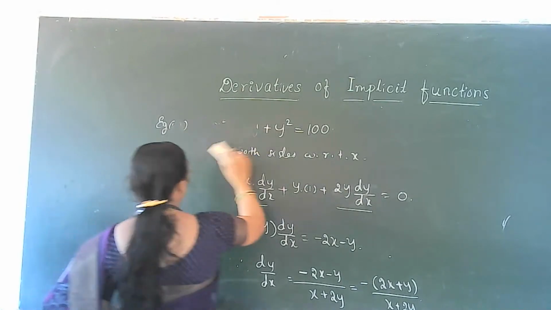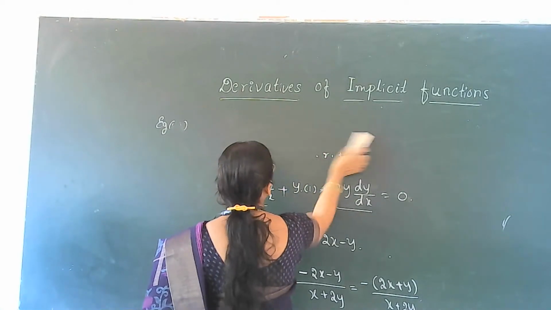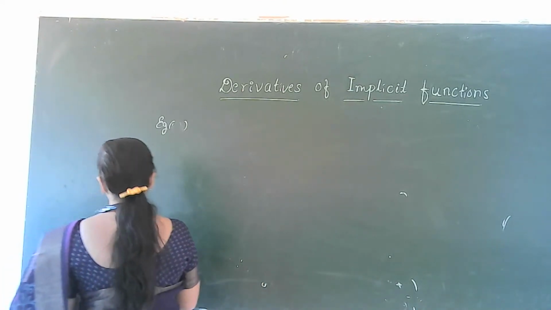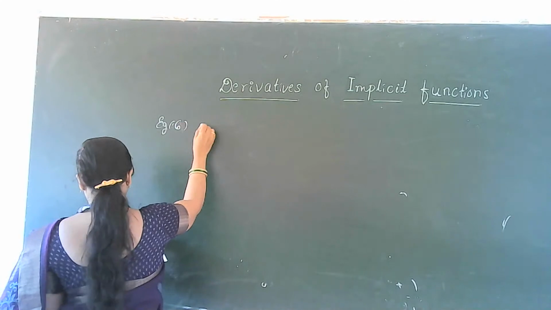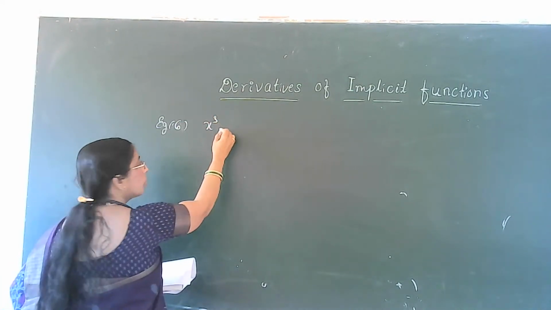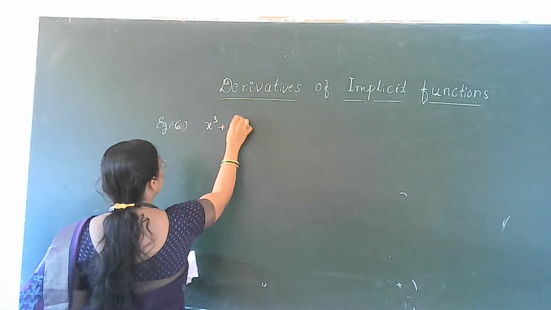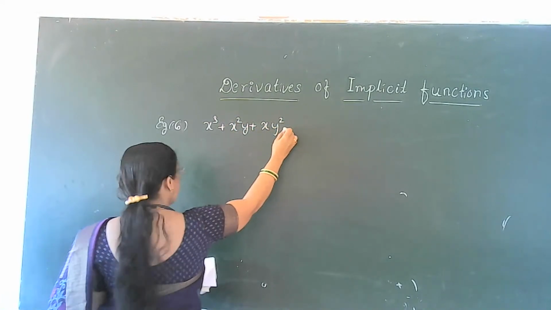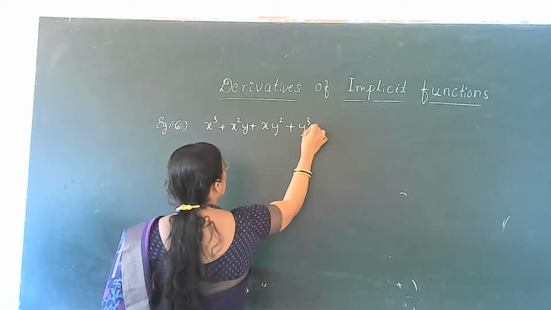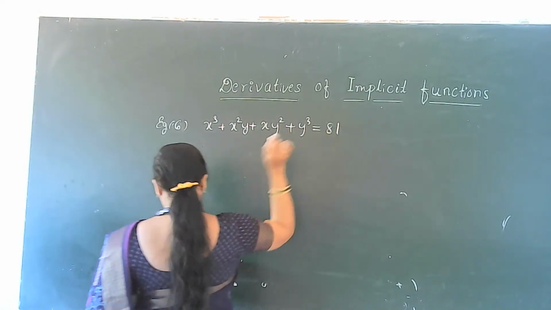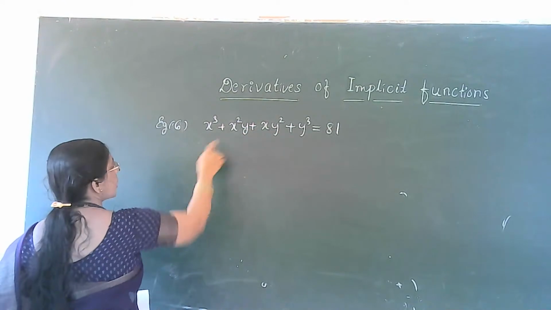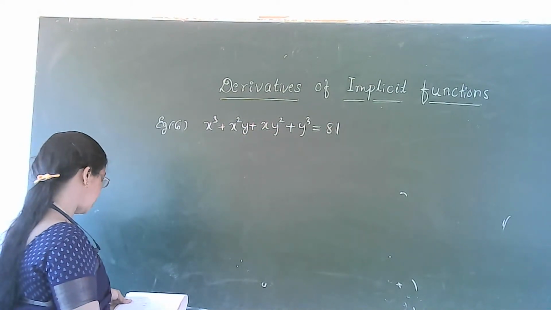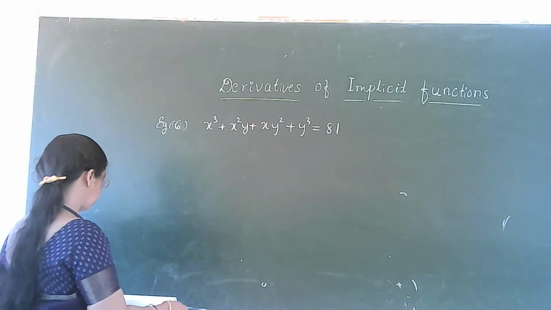Next, one more problem and we will do the sixth one. X cube plus x square y plus xy square plus y cube is equal to 81.